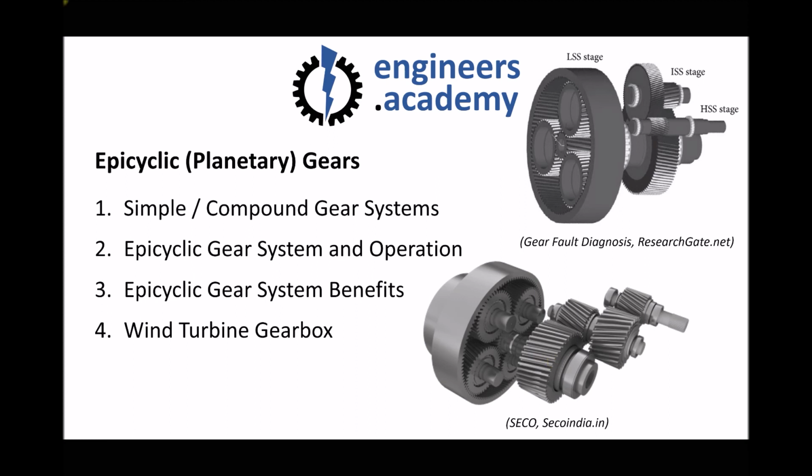So as a quick summary, in this video we've taken what we already knew about simple and compound gear systems and we've applied those principles to an epicyclic or a planetary gear system. We've discussed some of the benefits of this type of system, and finally we've looked at how that's used in the drivetrain of a wind turbine in order to give very high speed ratios between the input speed of our rotor and the output speed of our high speed shaft.